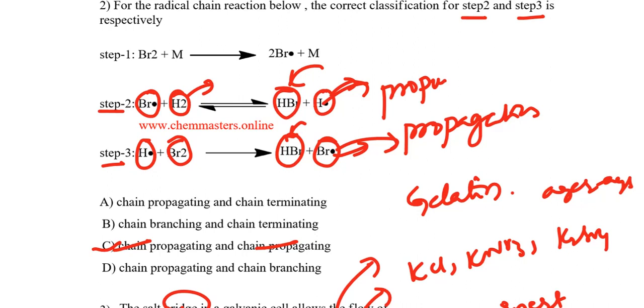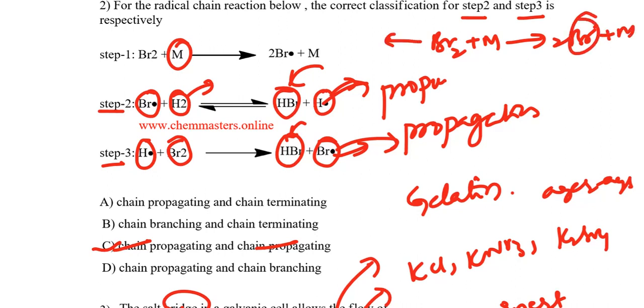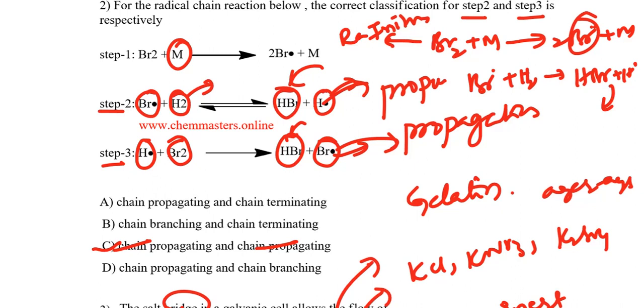Now, just try to look at the basic chain reactions. Here we see bromine reacting with M, where M can be considered as a radical initiator, which produces bromine radical. We can consider this step as the radical initiation step. Just note it. And in the second step, the released bromine radical reacts with H2, that is molecular hydrogen, producing HBr and a hydrogen radical. We can consider it as a propagation step.